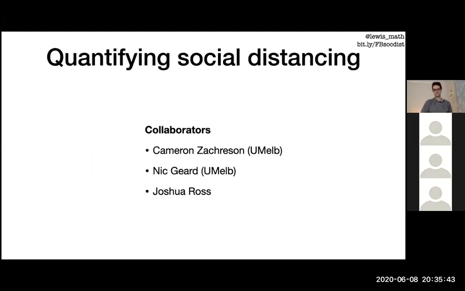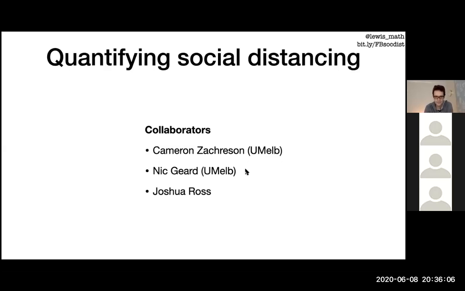My collaborators on this: Cameron Zachreson is a very clever postdoc who has been at the University of Sydney and is now at the University of Melbourne. He has been supervised by Nick Geard, and also Joshua Ross from Adelaide Uni has helped with some of the interpretation of some of these probabilities that I'll talk about in a sec.